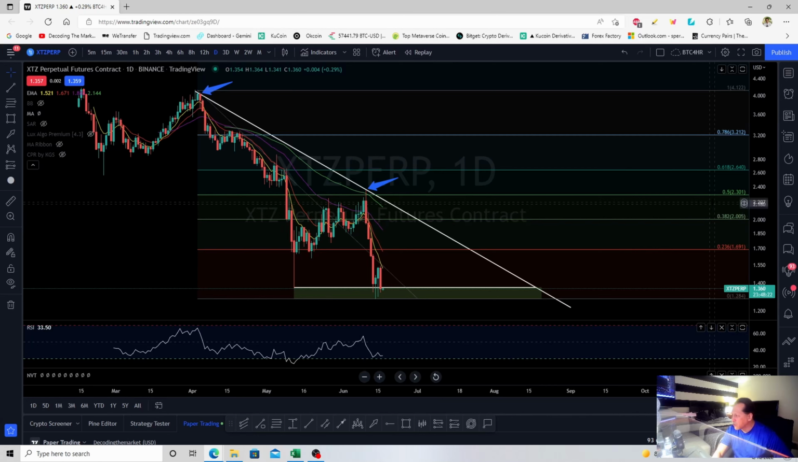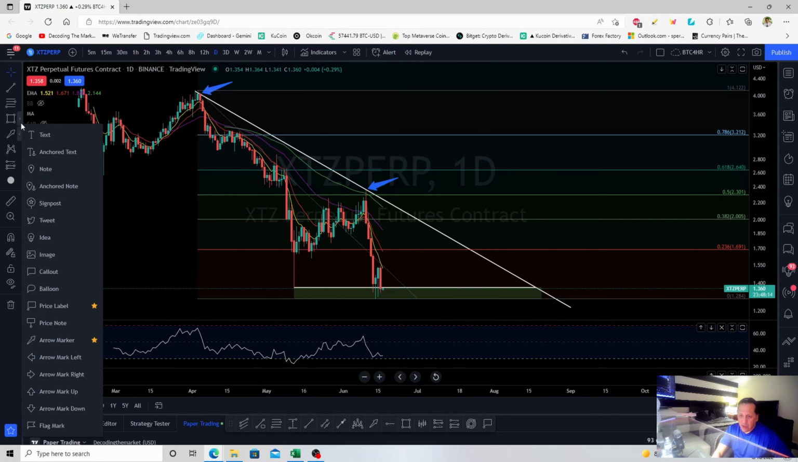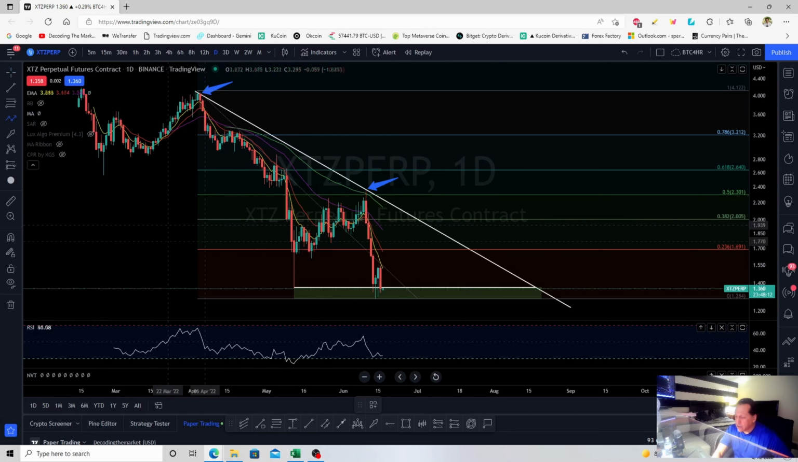0.382, and the next one would be 0.5, and the possible move could be, let's see if we can do something like this. If, like I said, it finds support right up here, price will retrace up here, probably break over here, find support.